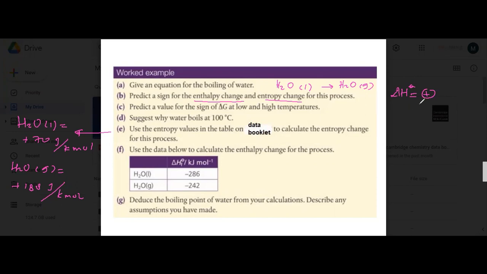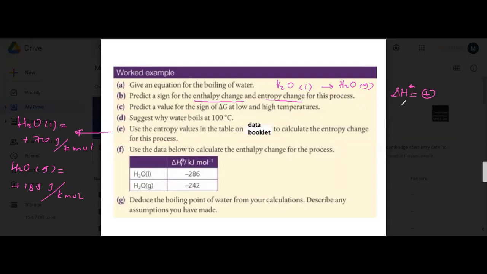Why? Because we need to break the hydrogen bonds inside the liquid H2O to change it to the gaseous state. Once again, this is positive because it is an endothermic reaction, breaking the intermolecular forces with its hydrogen bonds.